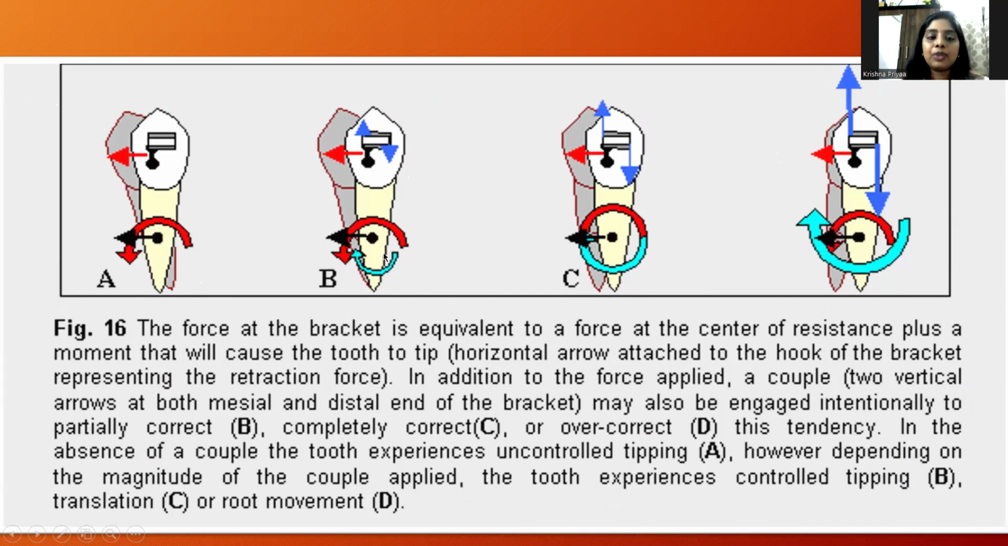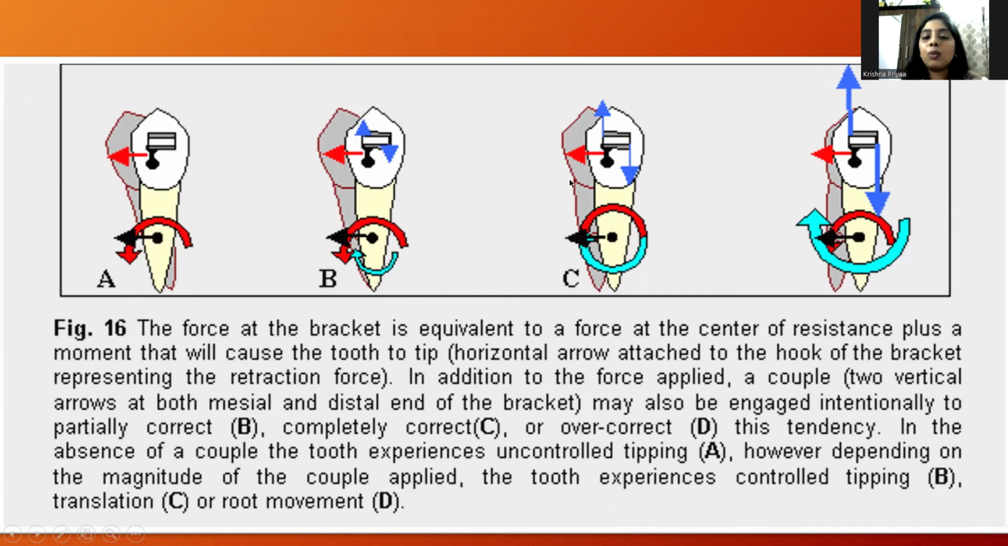So what is B? What is happening here? The force is actually applied here, but only the crown is moving. The root is remaining constant. Some moment to couple and moment to force is happening, and a counter moment is given to prevent the root movement altogether. So this is called controlled tipping.